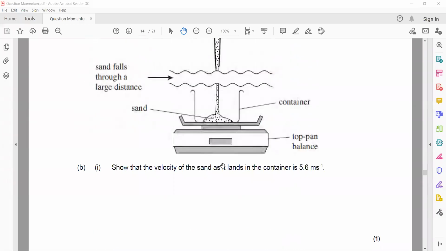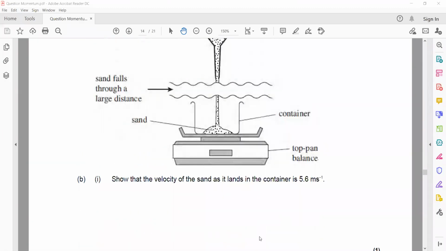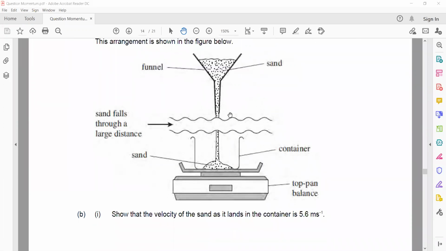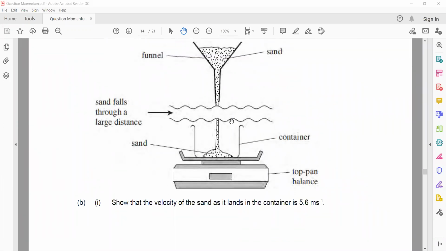So in this question, there is already some mass, some sand, in the balance. Then we'll find how much sand will enter. And what happened is, as the sand particles are moving, they will hit the container. As these sand particles hit, there will be a change in momentum.